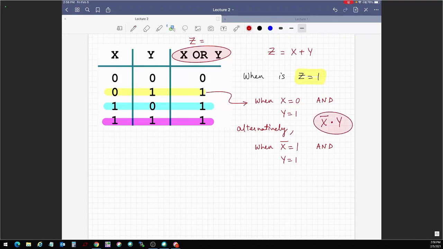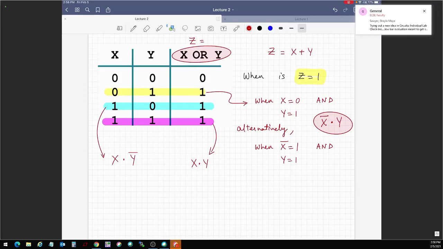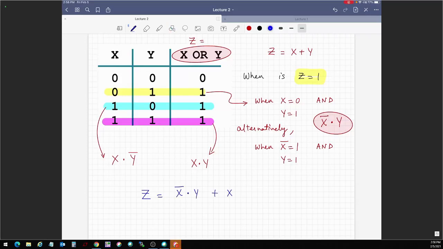And similarly, for this guy, you can do the same thing, right? What would you say for this guy? Well, you would say X has to be a 1 and Y has to be a 0. And then similarly, you can say for this guy, X has to be a 1 and Y has to be a 1. Now, Z is 1 when this happens or this happens or this happens. Meaning, the expression for Z is X complement and Y, or X and Y complement, or X and Y. You guys see that?